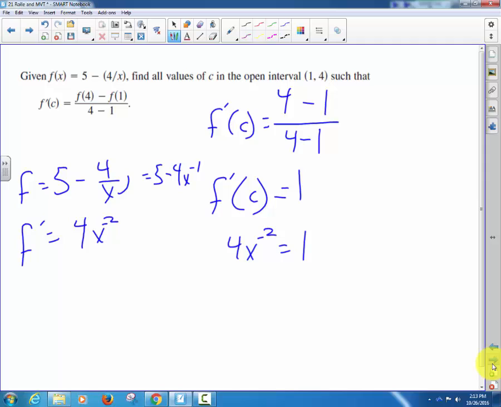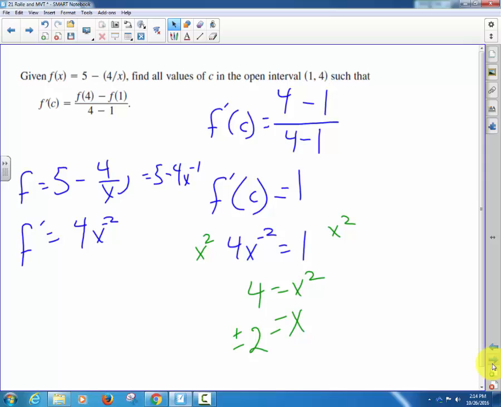So what do we need to do to solve that equation there? 4x to the negative 2 equals 1. What would you do next? Anyone? Okay. That's one way of thinking of it. If I multiply this side by x squared and this side by x squared, it cancels with that, so I get 4 equals x squared. So x equals plus or minus 2. Okay?